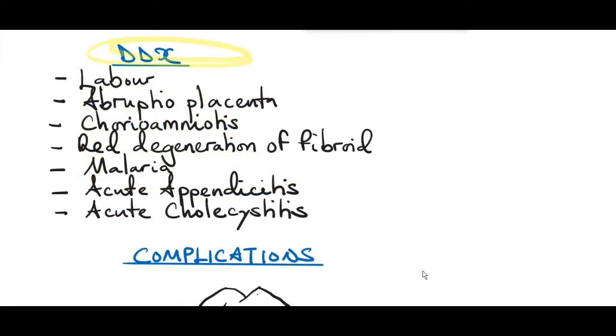Differential diagnosis of pyelonephritis. Remember that pyelonephritis can mimic labor pains, and also pyelonephritis can cause an acute abdomen. And abruptio placentae can also present as an acute abdomen. The other differentials are chorioamnionitis. Chorioamnionitis is inflammation and infection of the amniotic sac, the chorion and the amnion. The other differential is red degeneration of fibroid. When there's red degeneration of fibroid, it can mimic an acute abdominal pain. The other differential diagnosis based on temperature, fever, nausea, vomiting is malaria. Acute appendicitis can cause acute abdominal pain. Acute cholecystitis can cause acute abdominal pain.